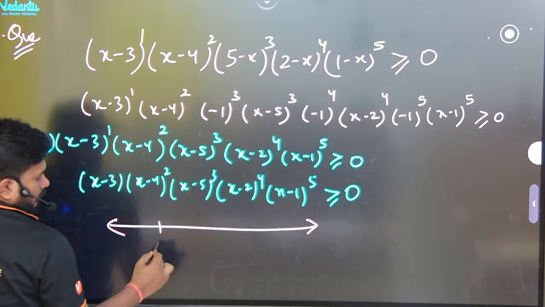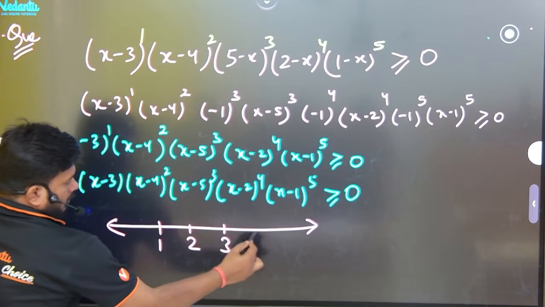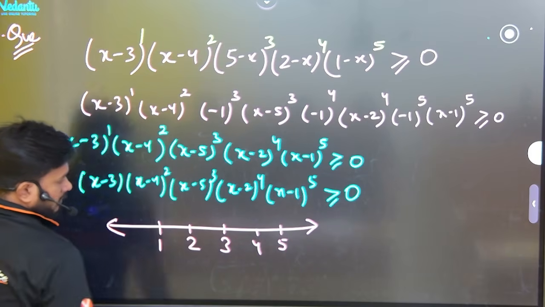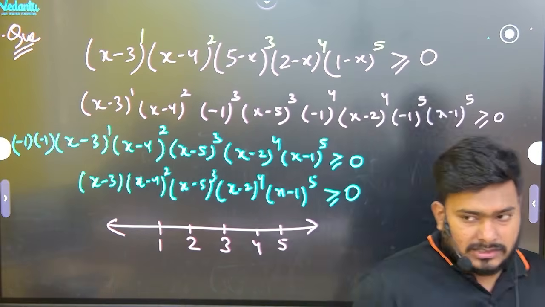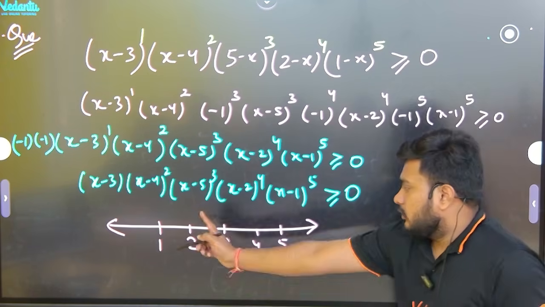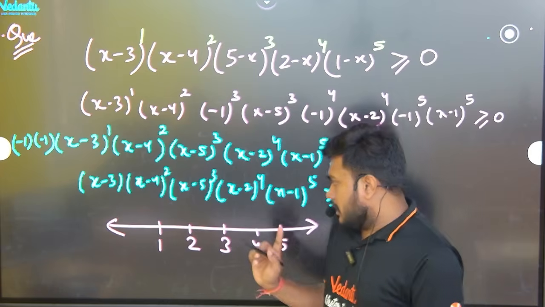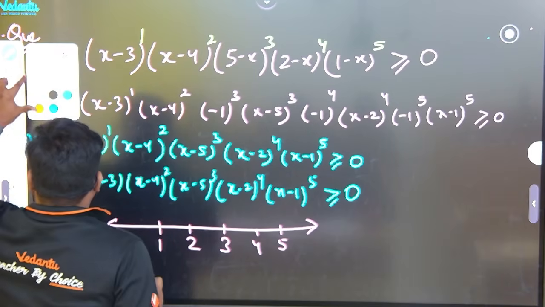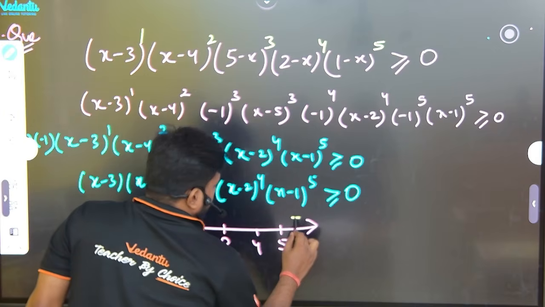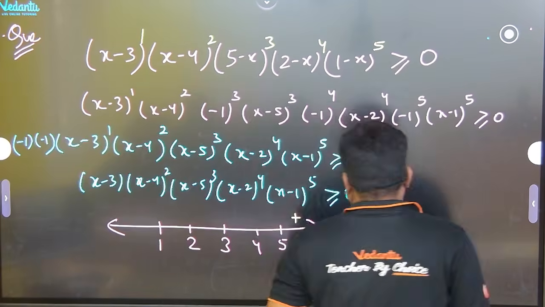1, 2, 3, 4, 5. How many numbers of x? How many values of x? 5. 1, 2, 3, 4, 5. How many intervals? 6. Rightmost interval. Rightmost interval means which interval? This interval will be. Again, now let's play the change of rule, change of sign.